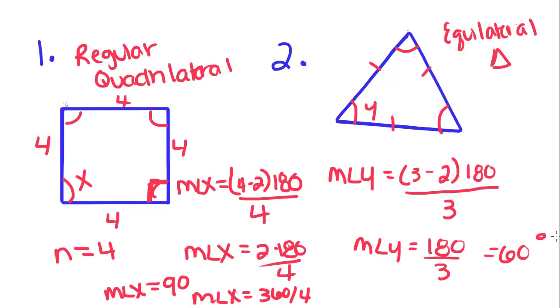You also could have solved it using your knowledge of the interior angles of a triangle. Since the sum of a triangle is 180 degrees, and there are 3 equal angles, you could have just divided that by 3 and gotten 60 degrees. Either way, you get the same answer.